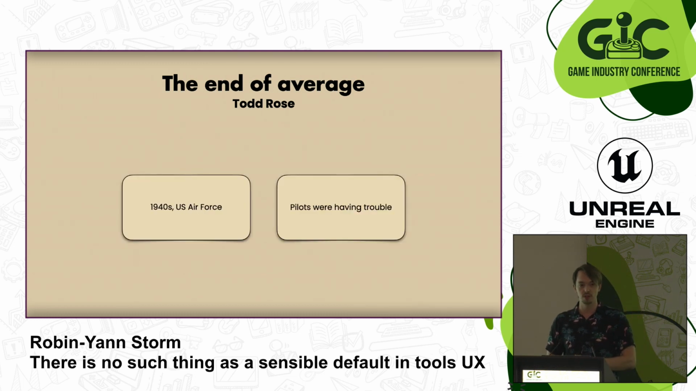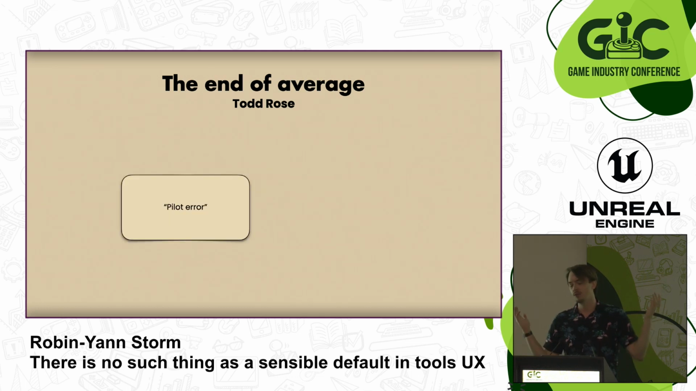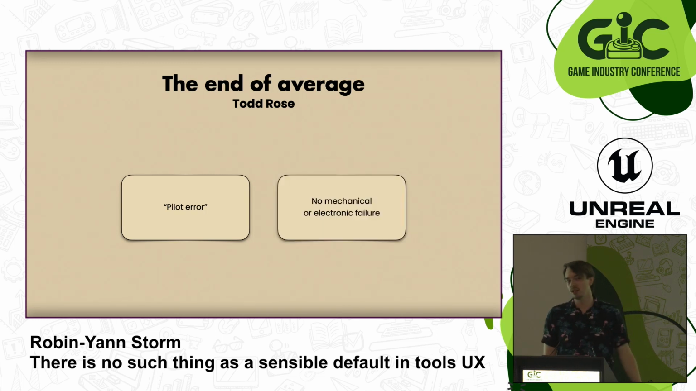Pilots were having trouble. They were crashing, swerving, all kinds of issues. And of course, what was brought up as the issue, what was going wrong here? Pilot error, of course. User error. They must be doing something wrong. But if you have that many really good pilots doing something wrong, there might be something else going on. So maybe it's the planes? Nope, there's no mechanical or electronic failure either, so that can't be it.